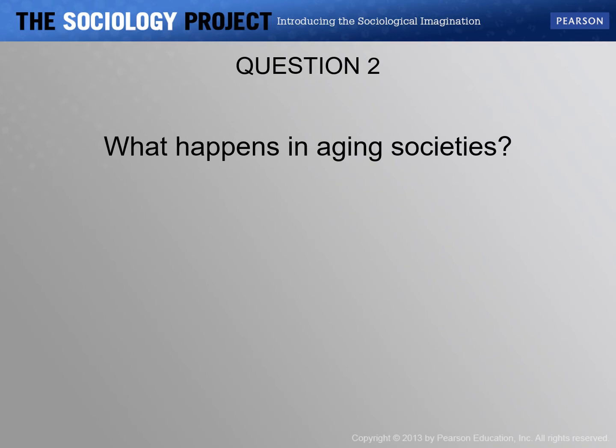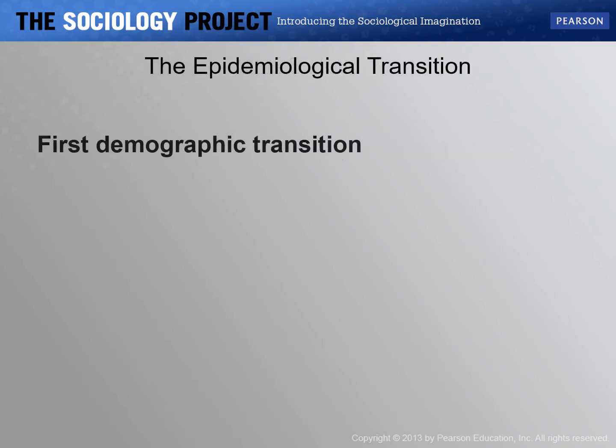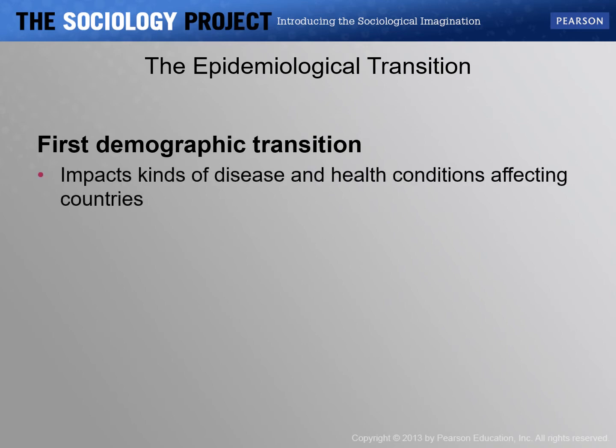Question 2, what happens to aging societies? Well, the epidemiological transition, in terms of the first demographic transition, the impact of disease and health conditions, affects countries differently.